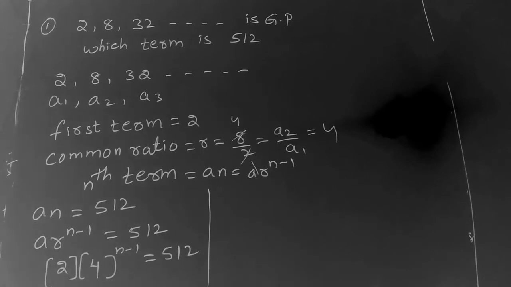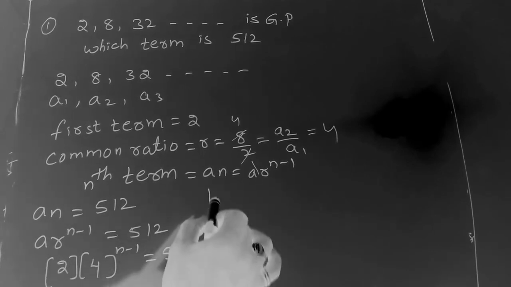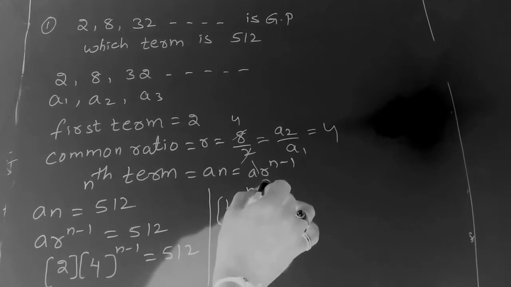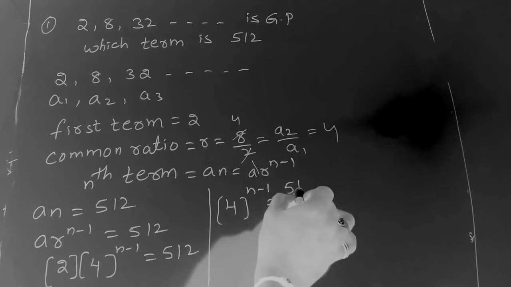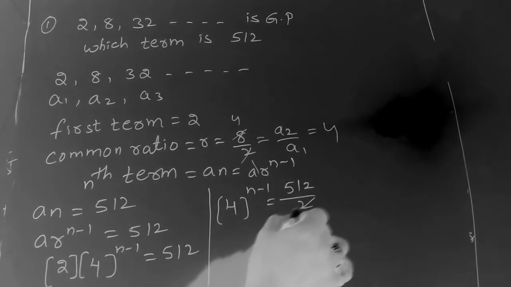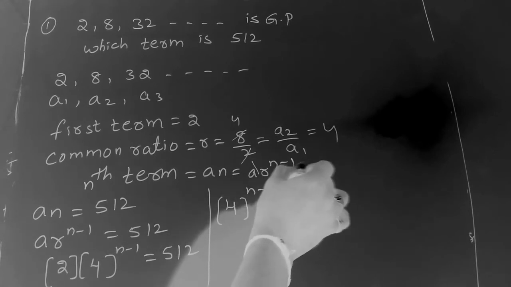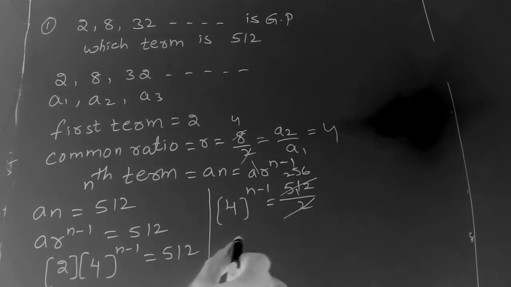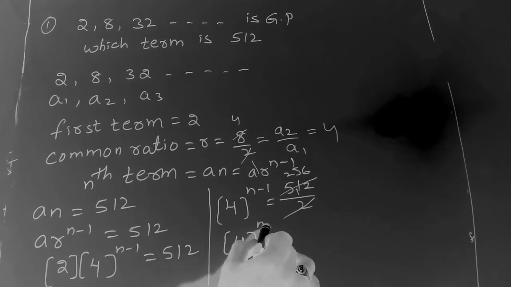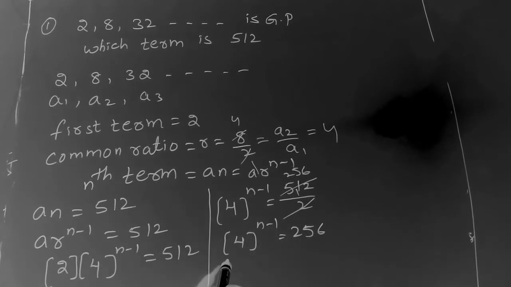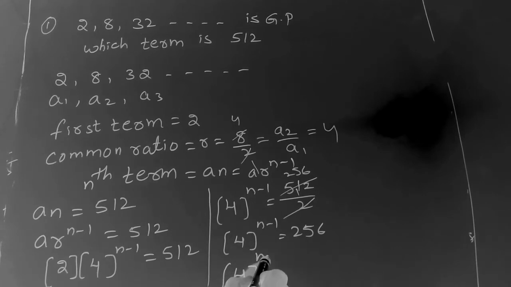So here 2 is in multiplication, it goes to division. So that is 4 to the power of n minus 1 is equal to 512 by 2. 2 2s are 4, 1 left, 2 5s are 10, 1 left, 6, 256. 4 to the power of n minus 1 is equal to 256. Just observe here, 16 into 16 is nothing but 256.